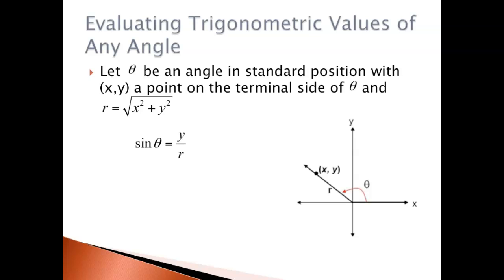So if we're trying to find sine of theta, that's just equal to the opposite side over the hypotenuse, so y over r. Cosine is equal to the adjacent side over the hypotenuse, so that will be x over r.